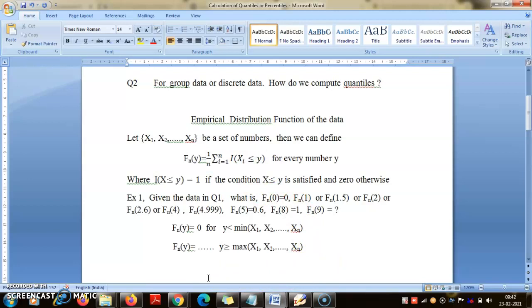And then if I have the order statistics, what will be F_n of X_(r)? You remember what was the meaning of this?